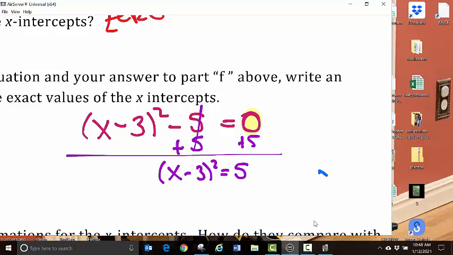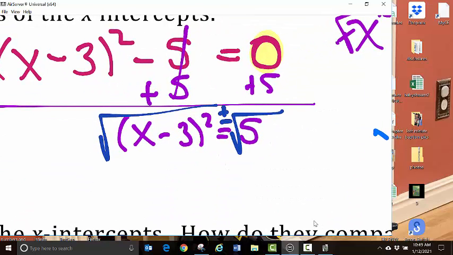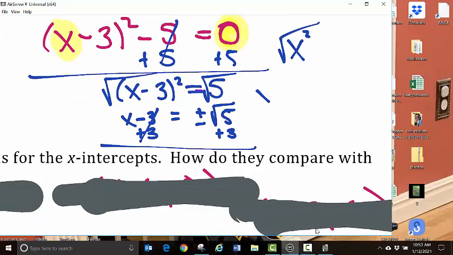Okay. How do you get rid of a square? What's the opposite of a square? A square root, right? The square and the square root cancel out. So we want to square root both sides, and we have to add a plus or minus. We're going to add 3 to both sides, and you get this. X equals 3 plus or minus the square root of 5. Those are your answers.